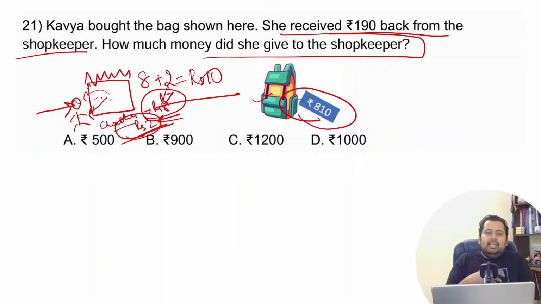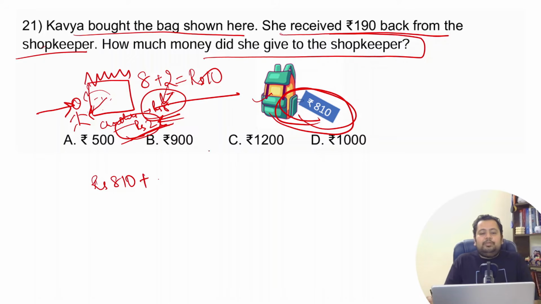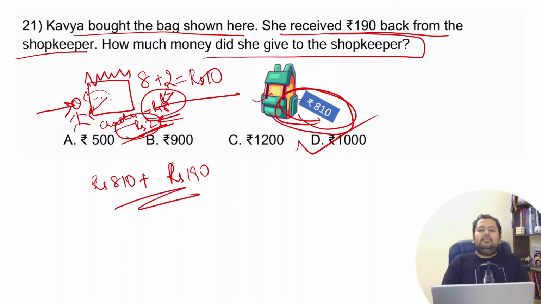Great. I think with the example I gave, I gave the solution away. So obviously, if Kavya bought a bag that costs rupees 810, and she gets rupees 190 back, right? So she got a bag of rupees 810 and rupees 190 back. So obviously, you will have to add both these things. If you do this addition, you will get rupees 1000 as the correct answer. I hope you got this correct. If you did, give yourself a star.